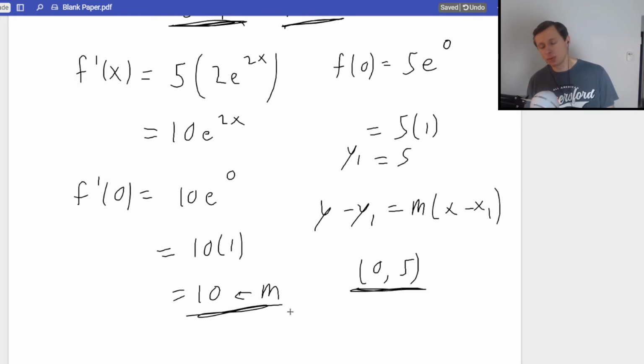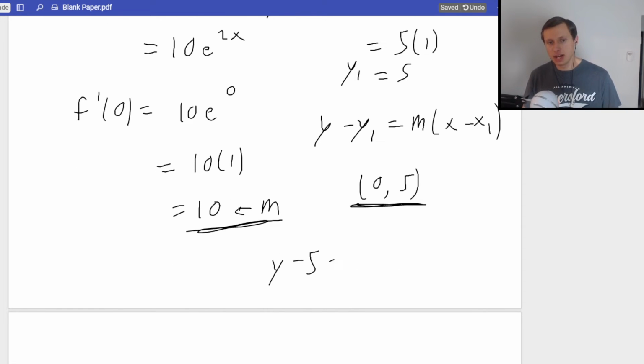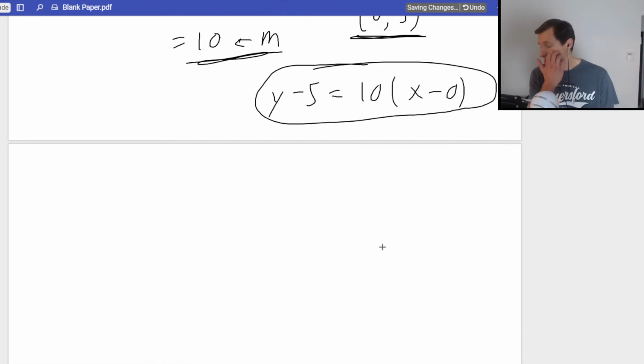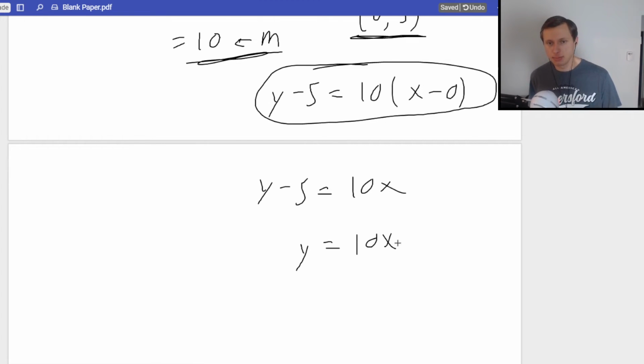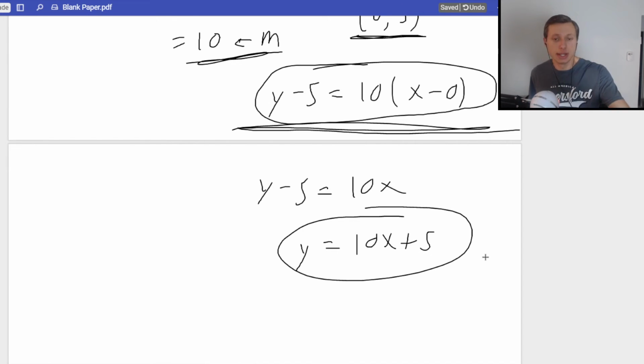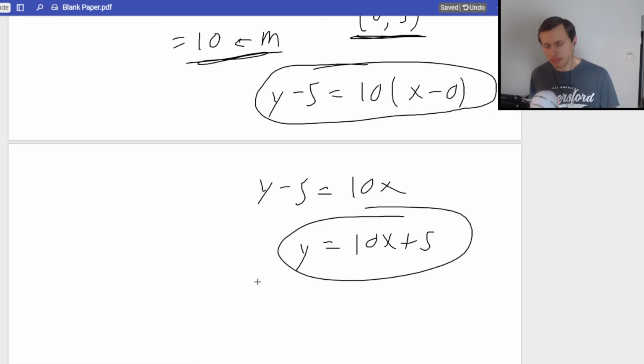I have coordinate point 0, 5. I have slope m equals 10. I'm now ready to plug into this equation. y minus 5 equals 10 times the quantity x minus 0. I think you can keep it like this, but in case you're not allowed to, what you would do is y minus 5 equals distribute the 10 to both terms. So just 10x minus 0, so just 10x. Then you get y equals 10x plus 5. Again, I think you can keep the form we had originally, but this is what it is in just y equals form. Any questions on that one?